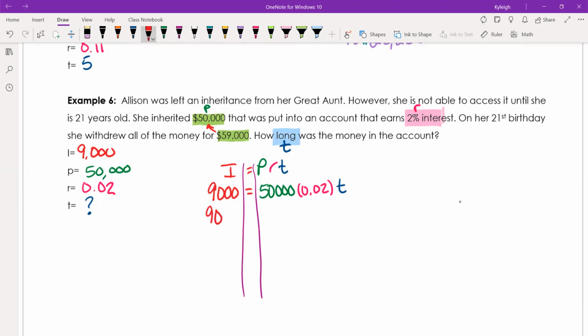We have 9,000 because we didn't do anything on that side. 50,000 times 0.02 ends up being 1,000. And then don't forget about t. So how do we get t alone? We divide both sides by 1,000. And then 9,000 divided by 1,000 is 9. So how long was the money in the account? It was in the account for 9 years. So let's make sure you ask questions in class.